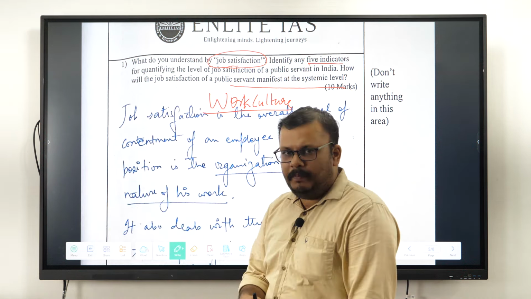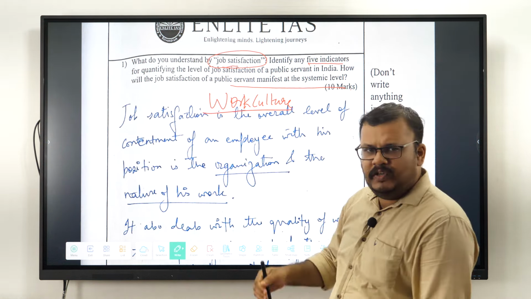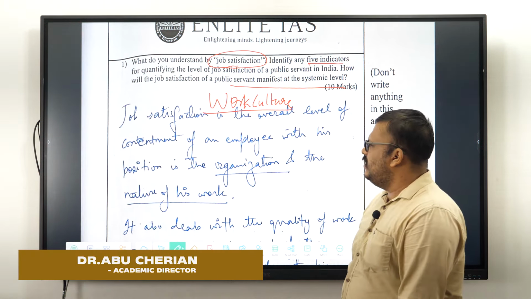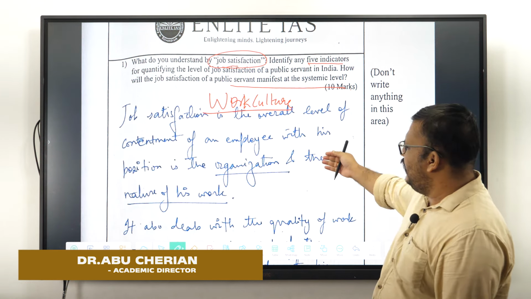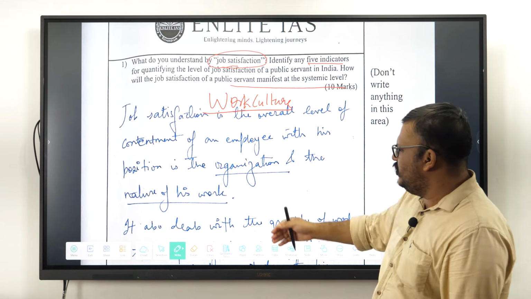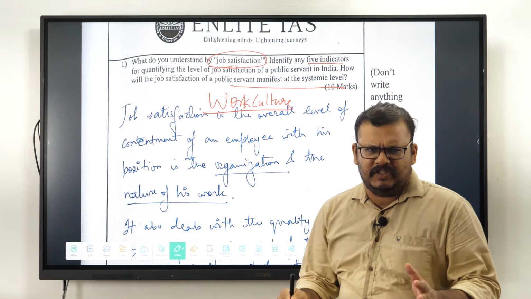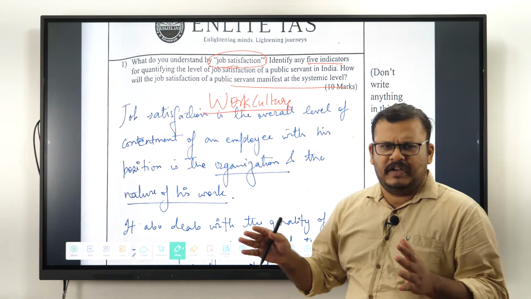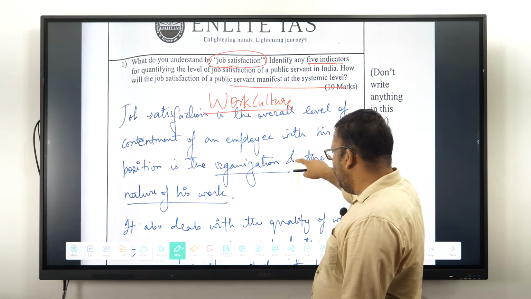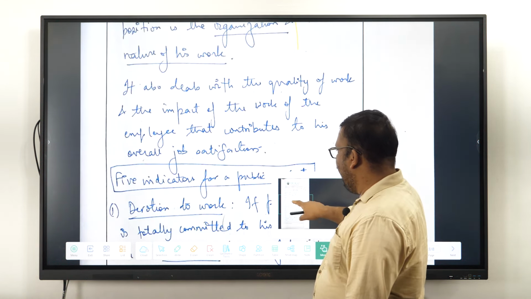So this particular topic is job satisfaction. Here Archit has tried to bring a simple definition. He is saying it is the overall level of contentment of an employee with his position within the organization. So he has brought in a simple explanation of what job satisfaction means. This answer would have been better if he had tried to bring an example.